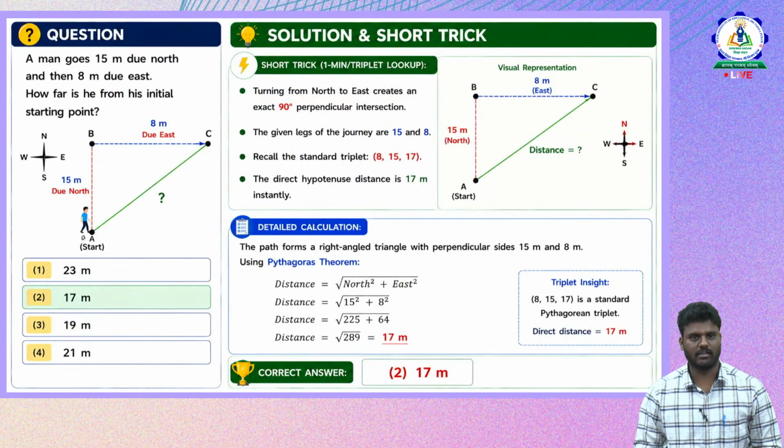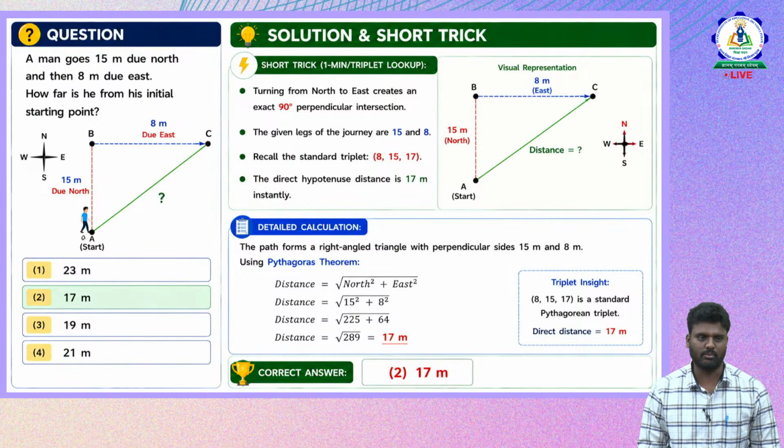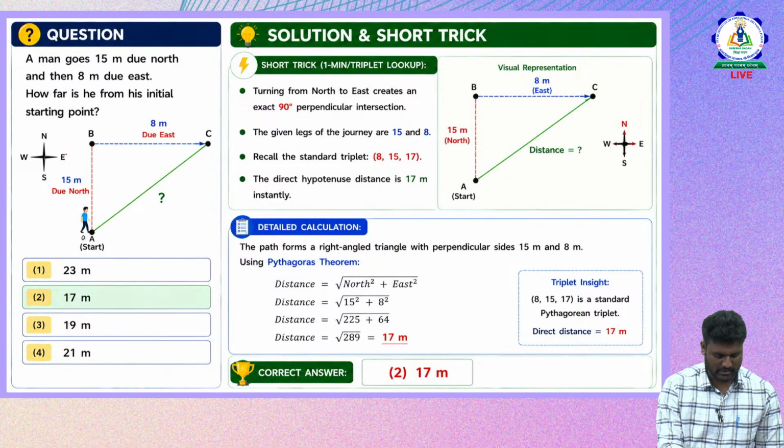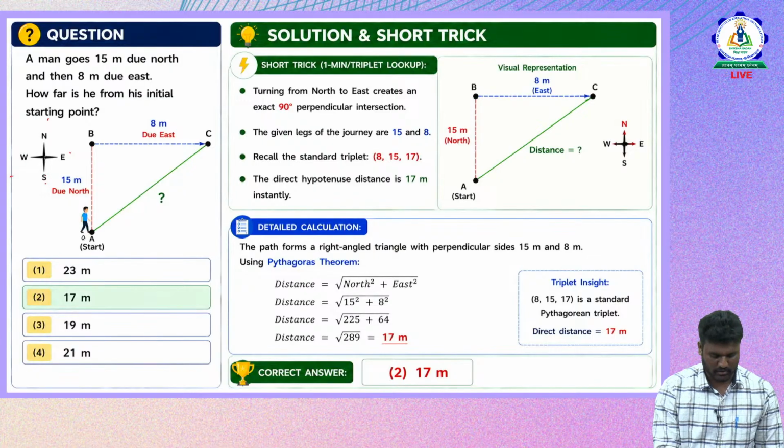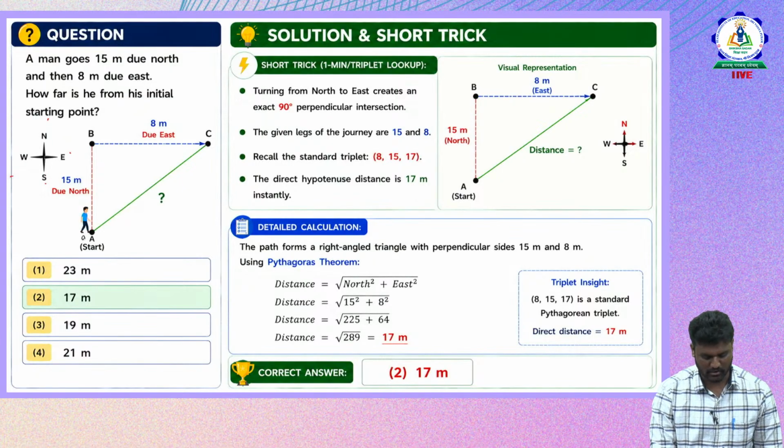Now another question: a man goes 15 meters due north and then 8 meters due east. How far is he from his initial starting point? This is a very important question; a number of questions like this will be asked. Now remember the directions here: east, west, north, south.